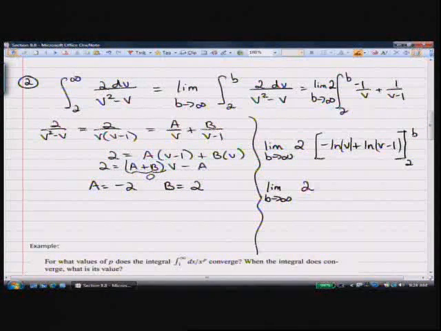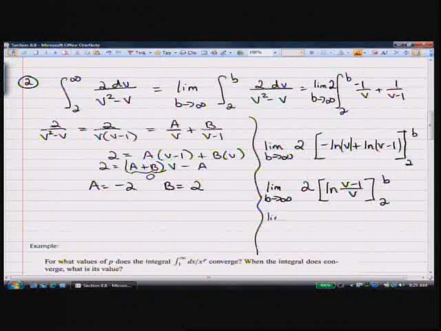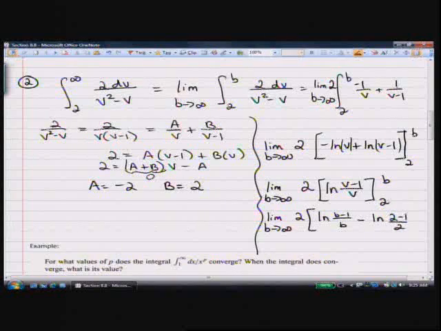you want to think of this as 2. I would use the quotient rule here because really this is ln of v minus 1 minus ln of v. So you can think of this as ln of v minus 1 over v. Are y'all okay? Okay, from 2 to b. So the limit as b goes to infinity of 2 times ln of b minus 1 over b, minus the ln of 2 minus 1 over 2.